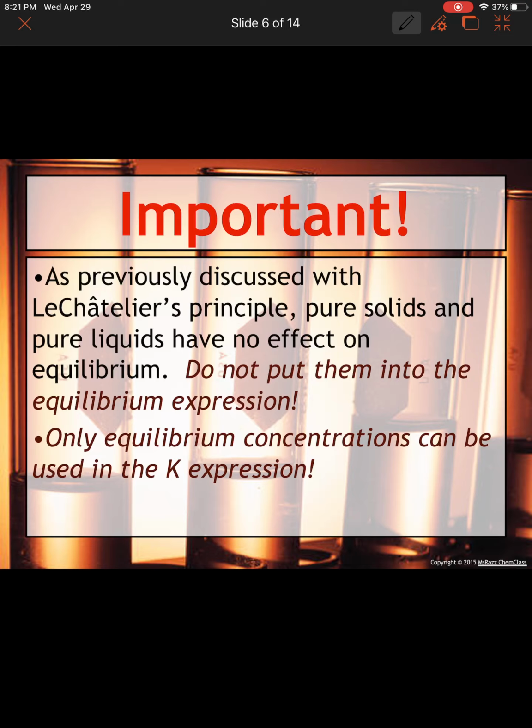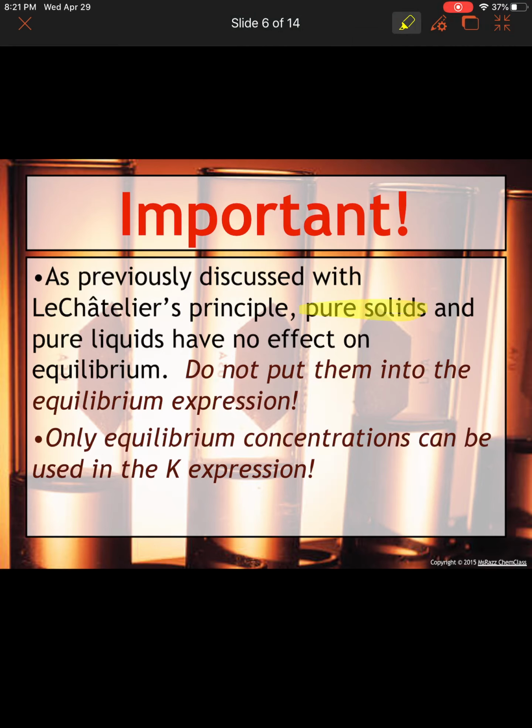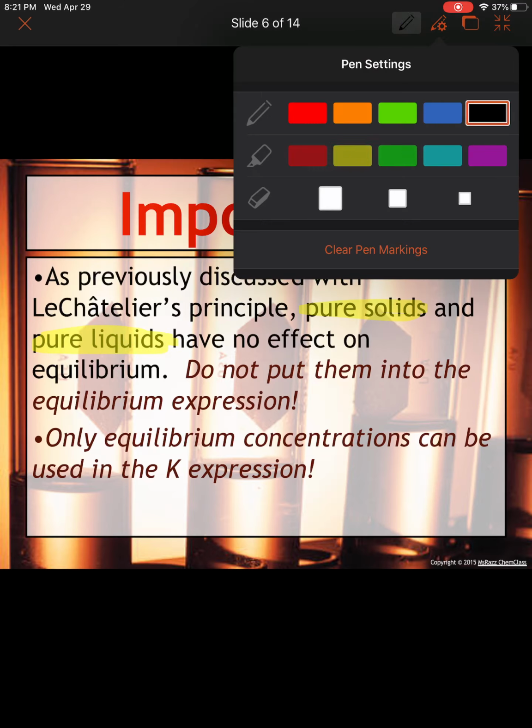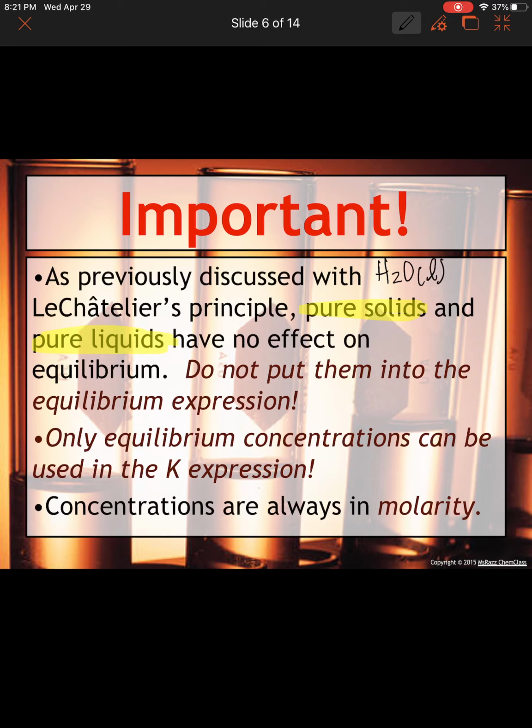Okay, so according to this principle, we do not include pure solids or pure liquids when we are writing our equilibrium expression. So that means if you have any substance, say H2O, and it is a pure liquid, or it has an S next to it, pure solid, we do not put those in the equilibrium expression. Next, only equilibrium concentration can be used. I already mentioned that. And finally, concentrations are always in molarity.